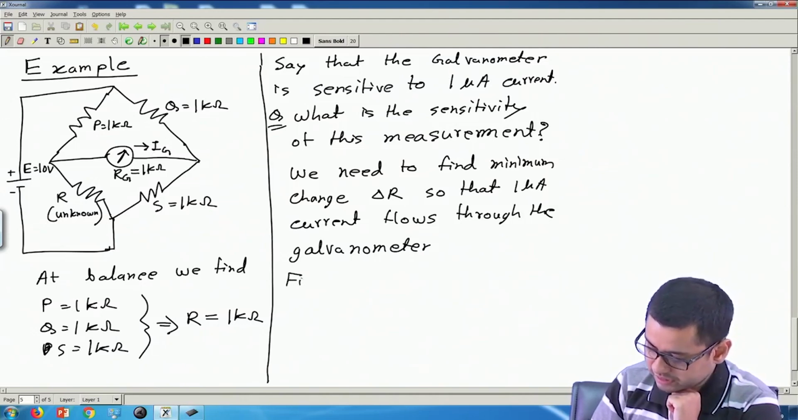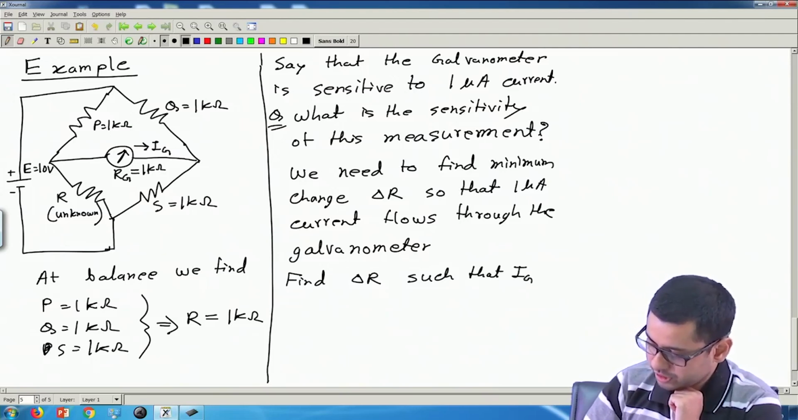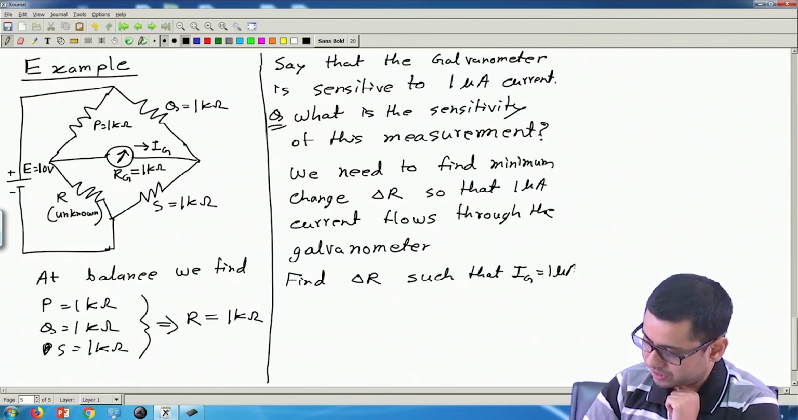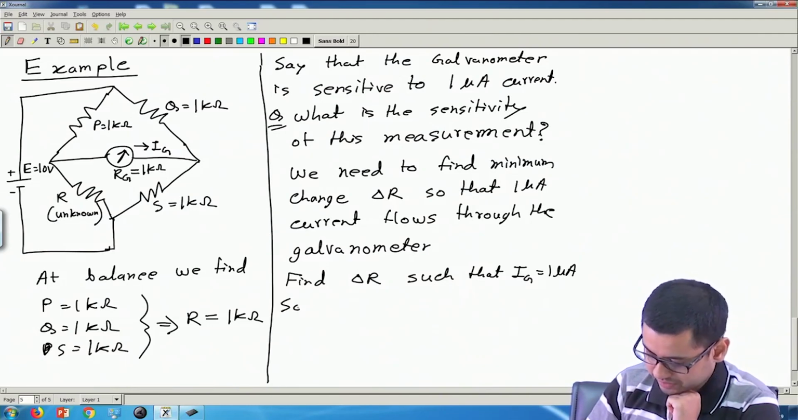So find delta R such that Ig, which is 0 under balance, and now it will become 1 microampere. So find out the value of delta R. Okay, so how do we solve it? Solution.